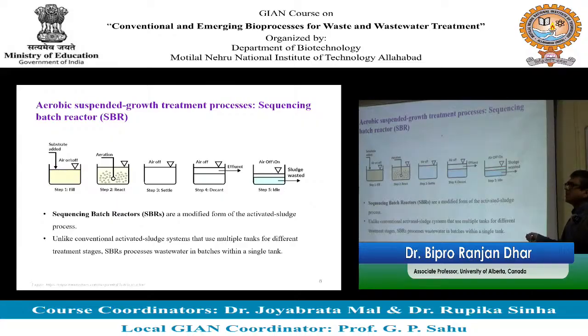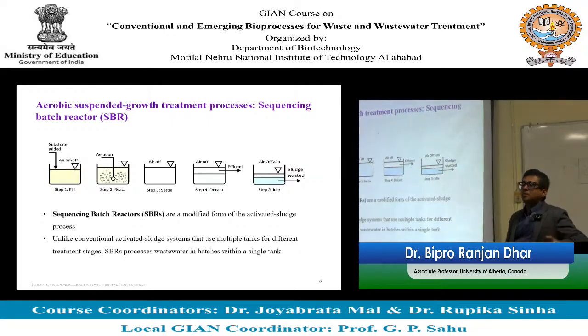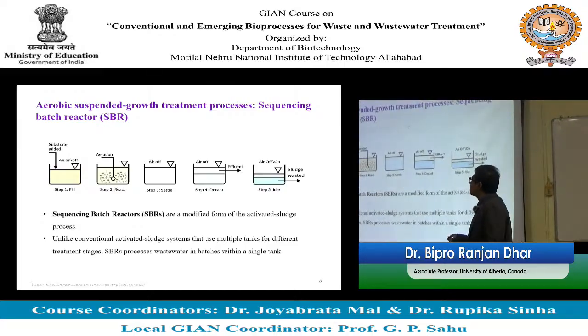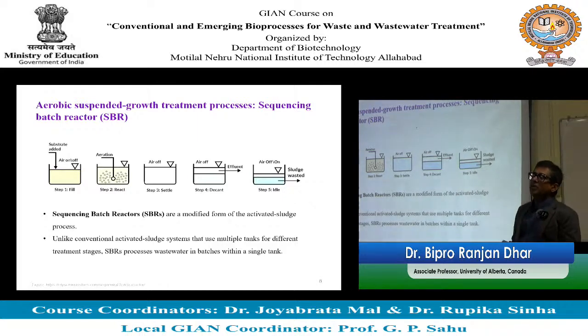That can also be useful for industrial wastewater. Let's say some industrial processes are running in batch, for example, the brewery industry could run in batch. So the wastewater that you generate is not going to be continuous in flow. So they can treat their wastewater in a batch process using this kind of system. SBR is a modified form of the activated sludge process.